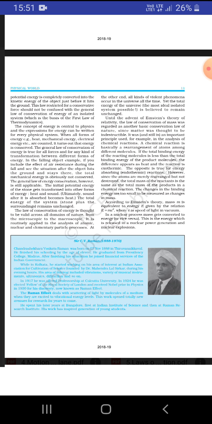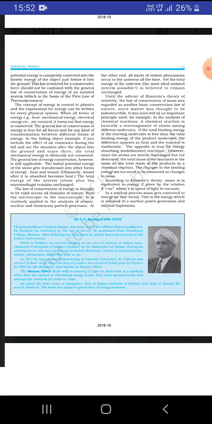And the charges are too small according to Einstein's theory. According to Einstein's theory, as you know, mass m is equivalent to energy E, given by the relation E = mc², where c is the speed of light in vacuum. Einstein is saying this.